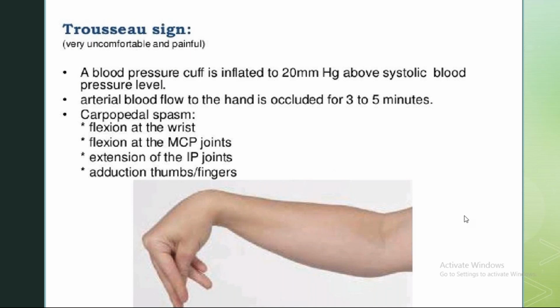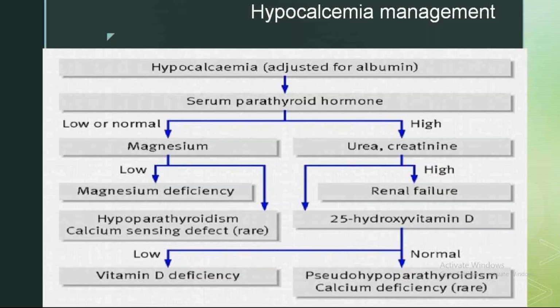The Trousseau sign is uncomfortable and painful. You take a sphygmomanometer to the patient's arm, and the cuff is inflated to roughly 20 to 30 millimeters of mercury above the patient's normal systolic blood pressure. Suppose the patient's normal systolic is 130 millimeters of mercury, you have to inflate the cuff to 150 to 160 millimeters of mercury to observe the sign. This high pressure can occlude the blood flow to that particular region.